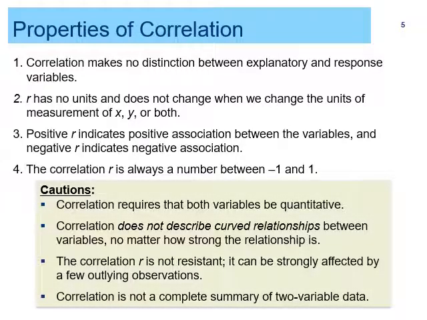Here are the cautions. Correlation requires that both variables be quantitative. Obviously, we cannot compute a correlation between a categorical variable and a quantitative variable, or between two categorical variables. And correlation does not describe curved relationships between variables, no matter how strong the relationship is. The correlation r is not resistant. It means if there is any outlier, it would affect the correlation value. Correlation is not a complete summary of two-variable data.